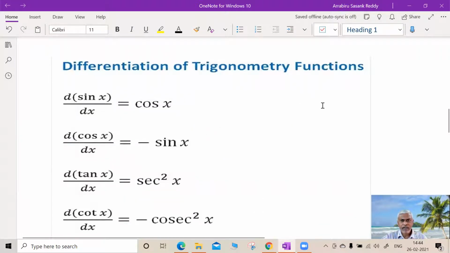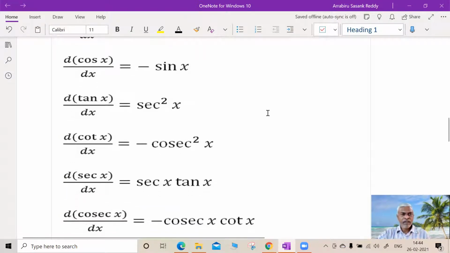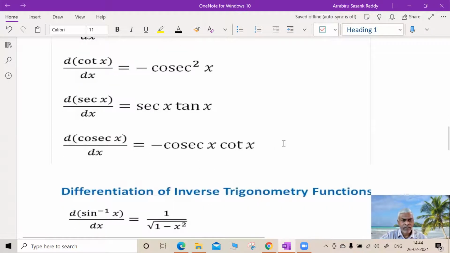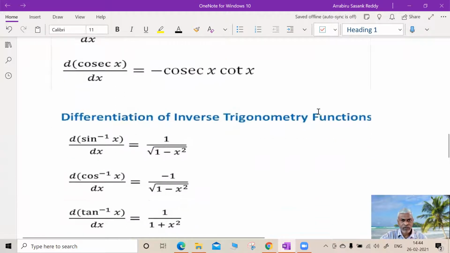Differentiation of trigonometric functions. Sin x differentiation is cos x, cos x differentiation is minus sin x. Tan x differentiation is sec square x, cot x differentiation is minus cosec square x. Sec x differentiation is sec x tan x, cosec x differentiation is minus cosec x cot x.